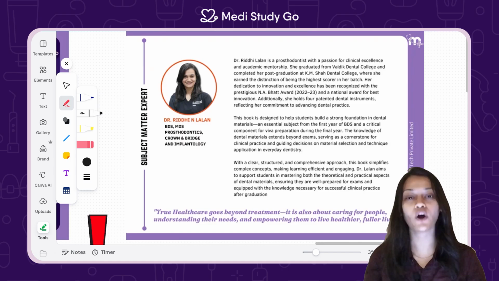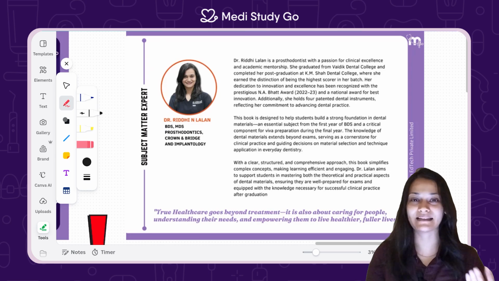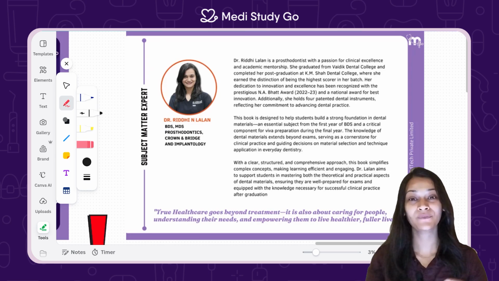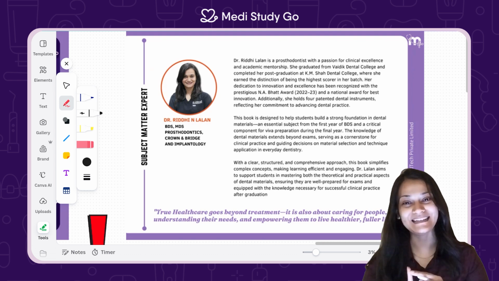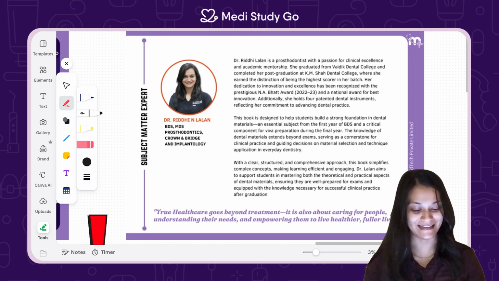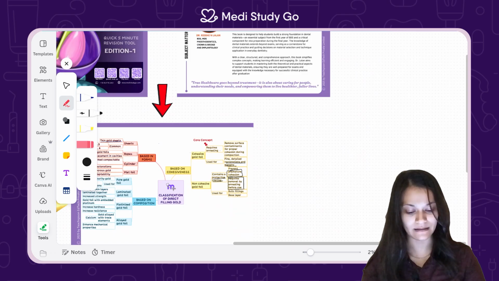Although we do not use it so much, rather I would say we don't use it at all, there is one thing that you need to consider, and that's it's very important to understand the basic properties of direct filling gold in order to attempt your NEET examination and your university examinations. So let's just quickly see.